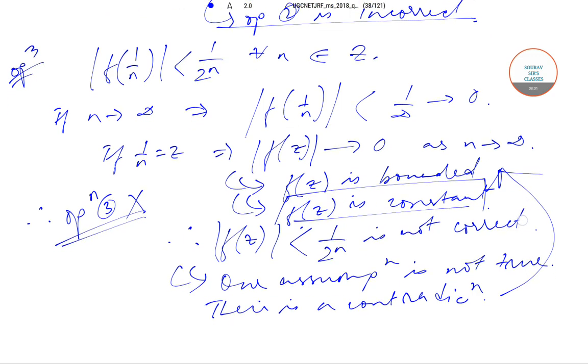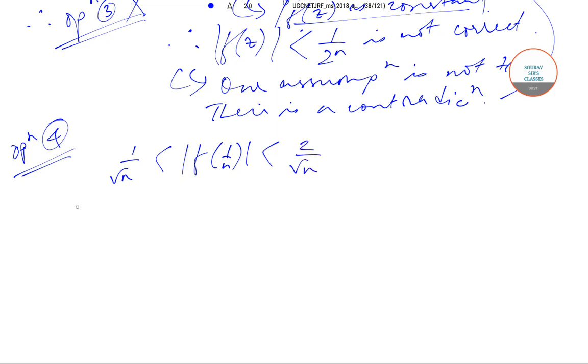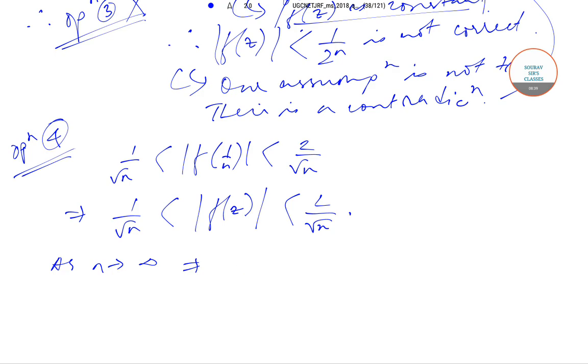Now let's shift our focus to option 4. Similarly, we'll apply the same theorem over here. We have been given that 1 by root n is less than mod of f of 1 by n, and that is less than 2 by root n. So if we take 1 by n as z, 1 by root n will be less than mod of f of z, which will be less than 2 by root n. So as n tends to infinity, this will imply that 0 is less than mod of f of z, and that is less than 0.